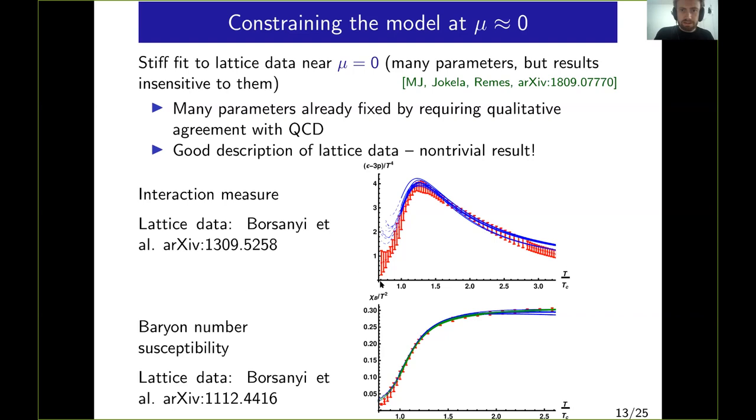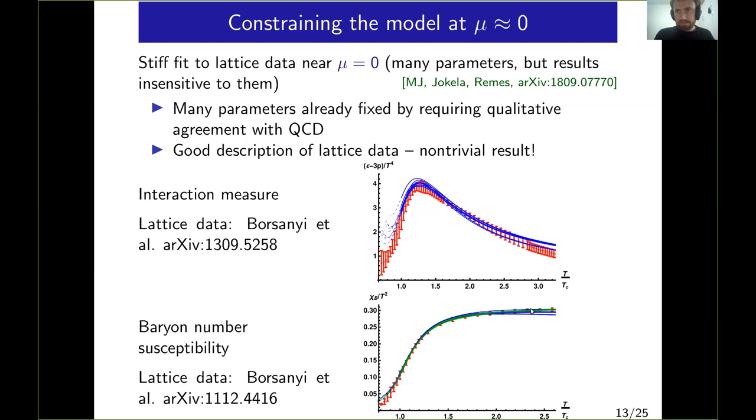And so here I'm plotting the fit result first for the interaction measure, which is the energy density minus three times the pressure, normalized to the fourth power of the temperature. This is shown as a function of the temperature, and the red dots and error bars are lattice data. These blue curves are different fits using the holographic model. So we actually have different sets of parameters which we will be using. You can also compute the baryon number susceptibility, which is the second derivative of the pressure with respect to chemical potential at zero chemical potential. This gets you a little bit of a feeling for how the equation of state will vary as you go from zero density to finite density. And it's also possible to fit this very nicely with the holographic model.